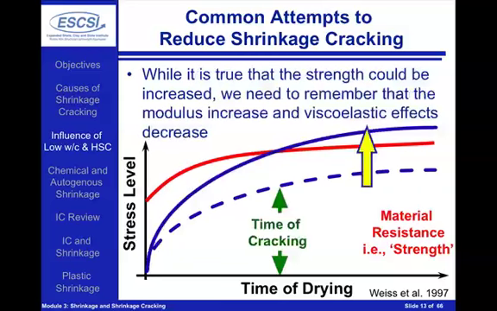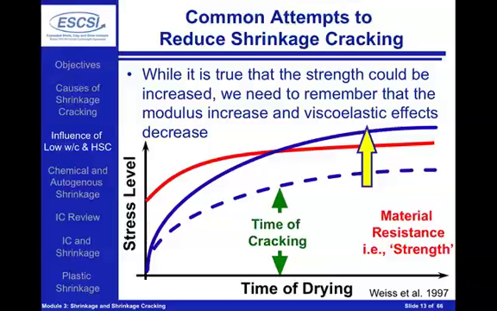As we increase the strength, we need to remember that we also increase the elastic modulus, and this is going to increase the built-in stresses. We're going to decrease the viscoelastic effect, so we're going to have less creep going on in the system. So frequently what ends up happening is by increasing the strength of the system, we increase the built-in stresses because of the higher modulus and the lower viscoelasticity, and we can actually shift the age of cracking to an earlier age when we went to a higher strength concrete.